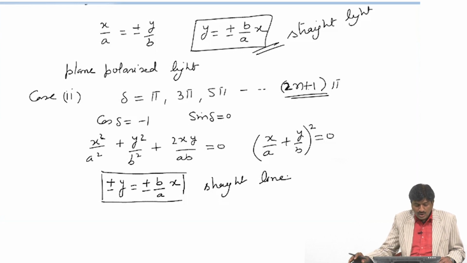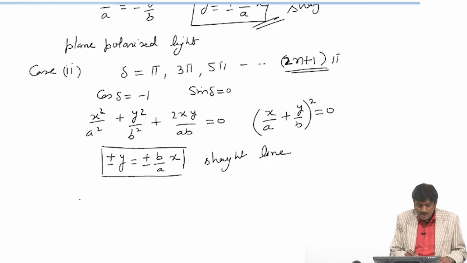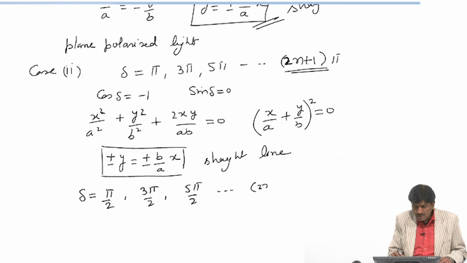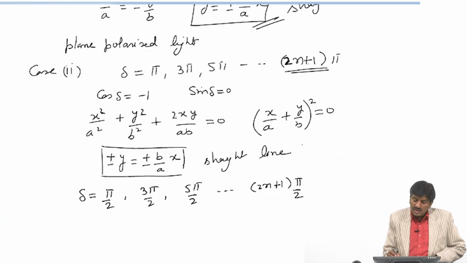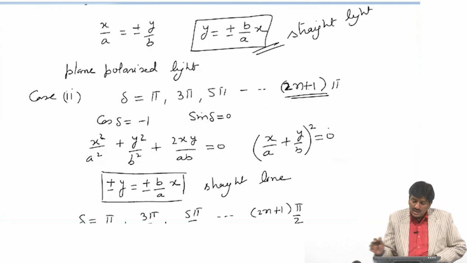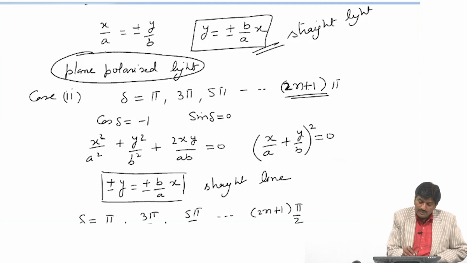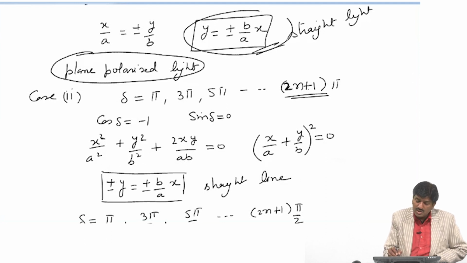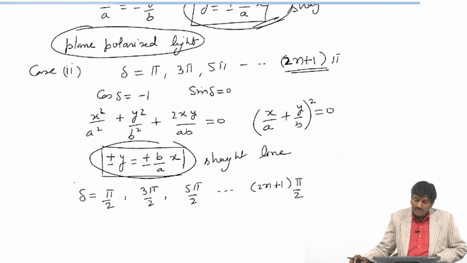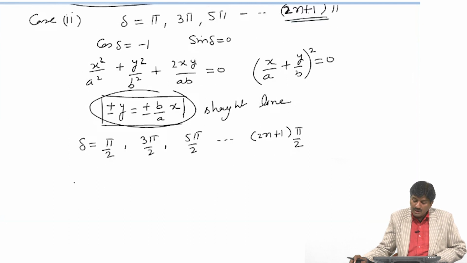Okay. Now, if the thickness of the plate is such that delta is pi by 2 or 3 pi by 2 or 5 pi by 2, we can say twice n plus 1 pi by 2. In second case, emergent light is again plane polarized light, as the resultant equation represents the equation of a straight line. In both cases, the emergent light from the crystal represents plane polarized light.